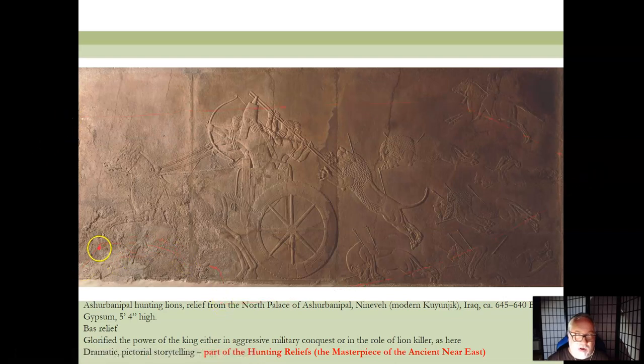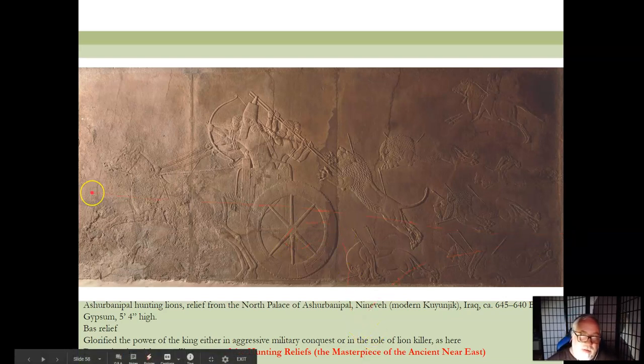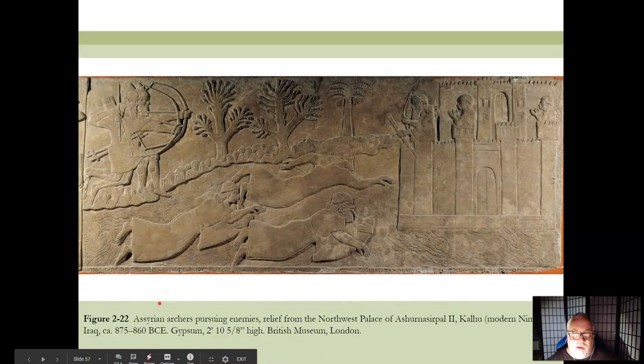Again, same thing: I've conquered my enemy, not because obviously the king's going to fall off the horse. And the whole series, the hunting reliefs themselves, are the masterpiece. So Ashurbanipal hunting lions isn't the name of the masterpiece. The name of the masterpiece is the hunting reliefs, right? So actually, I think this last one, no, that's not part of it.